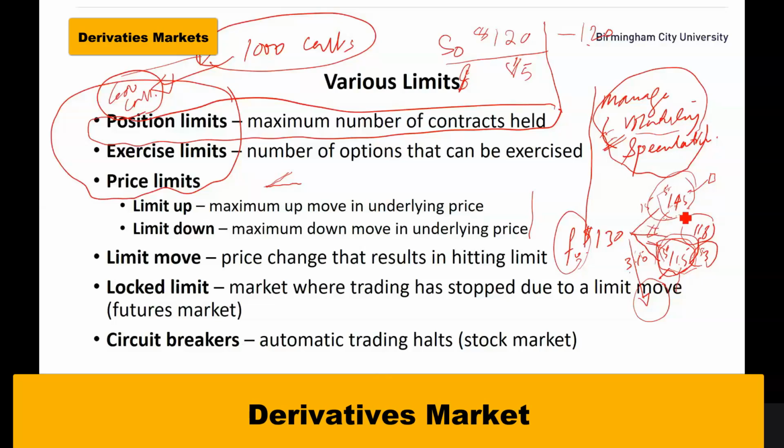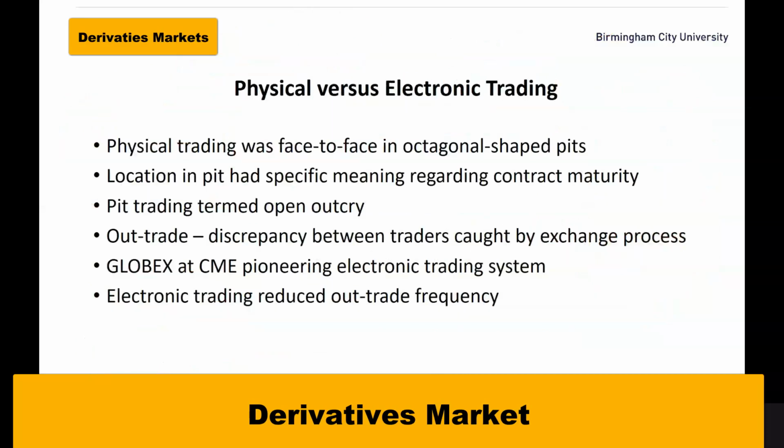If not, then the trading will be stopped for that day. Okay, so that is called a locked limit. However, the same thing is called circuit breakers in the stock market. So lock limit and circuit breakers are identical. The only thing is that in the derivatives market we call it lock limit, and in stock markets we call it circuit breakers.